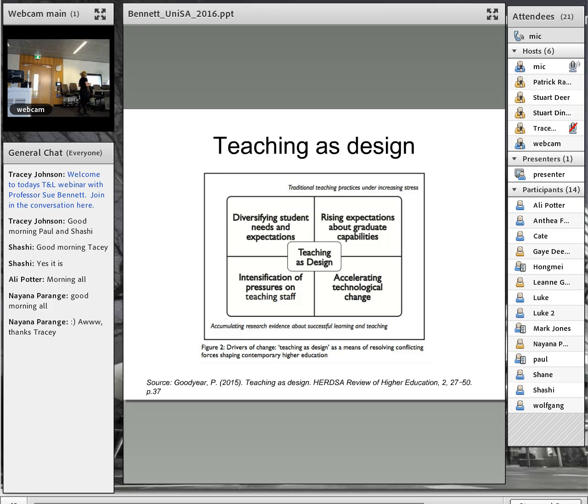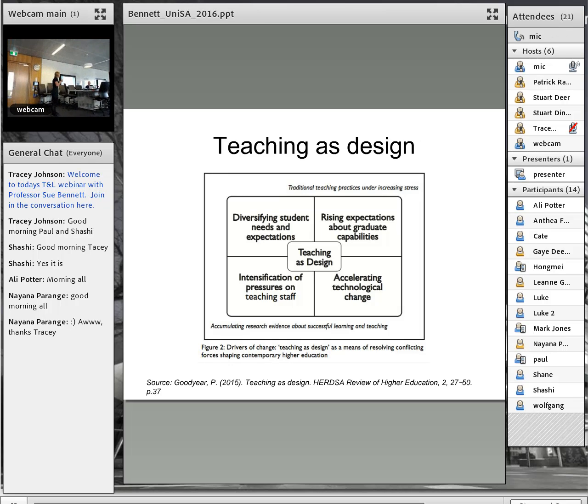I'm sure all of us can empathise with the intensifying pressures on staff. Workloads are not only heavier, but they're more diverse. There are more things that we have to do. There's accelerating technological change. I think this room is a good example, but there's this inexorable development of technology that we all need to keep on top of as regular teachers. And if you put that into a context where traditional teaching practices are under pressure and there's accelerating research about what successful learning is.